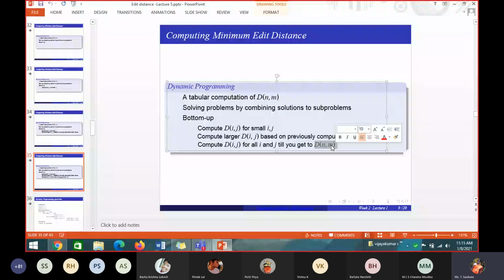You have seen, right? Taking two strings x of length n and y of length m, the final string length. Very good. Compute D of i,j. We have to compute the distance for all i,j until we reach the final string. Until the entire length of the string, we have to compute the process.